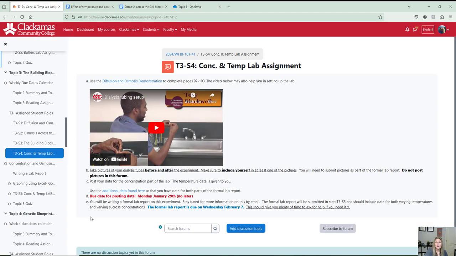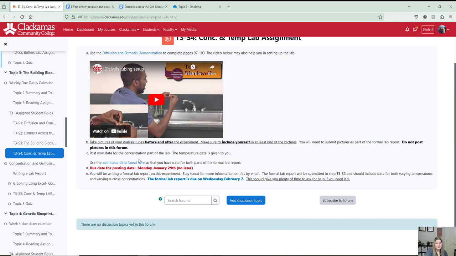For this assignment, again, the only thing you're posting is your data, but make sure you post it. You'll be returning to this section when you write your lab report to get the data of other students to include with your own to figure out the results. Those are the 4 assignments that need to be completed this week.